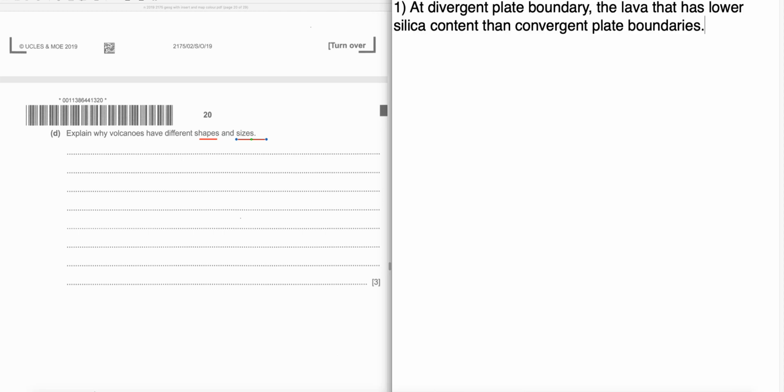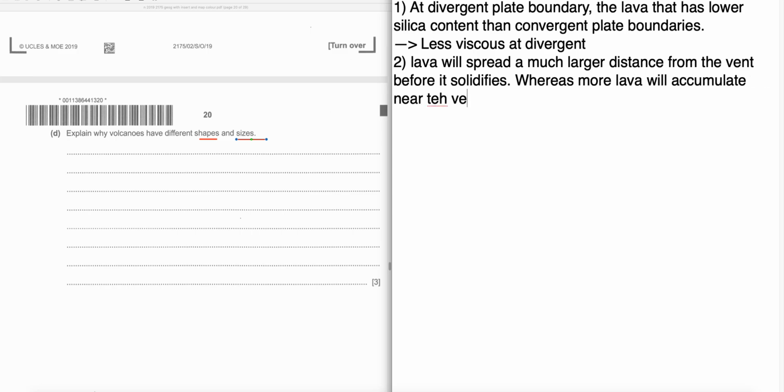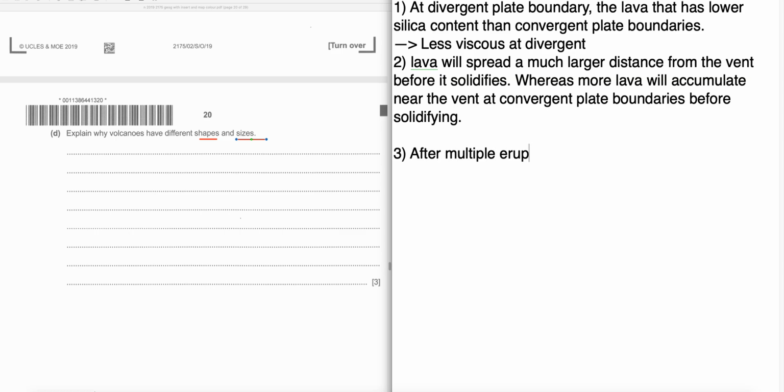Then what happened next? So therefore, lava is less viscous at divergent boundaries. As a result, the lava will spread a much larger distance from the vent before it solidifies, whereas more lava will accumulate near the vent at convergent plate boundaries. Volcanoes don't happen overnight, they take multiple eruptions. So after multiple eruptions, what happened?